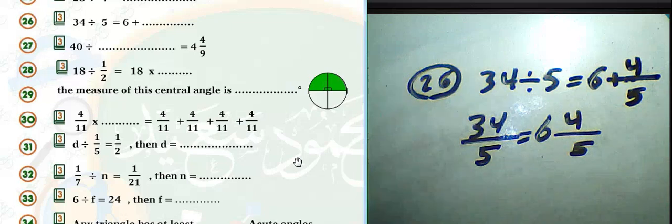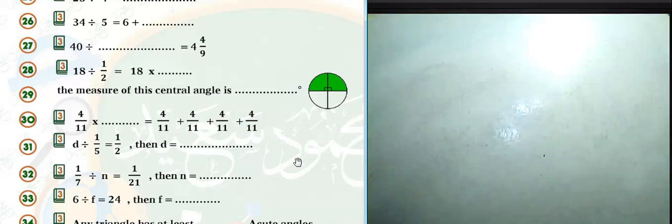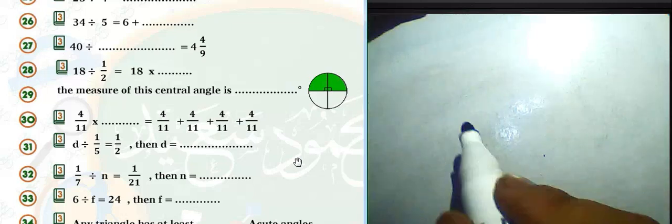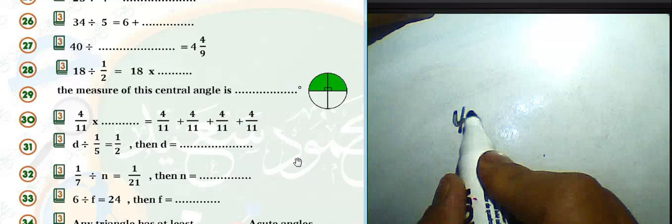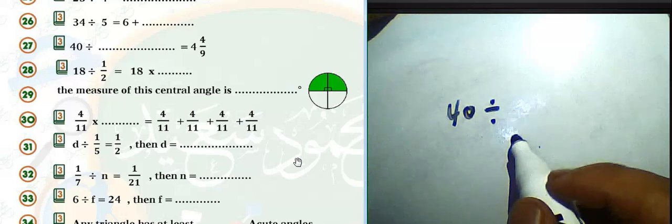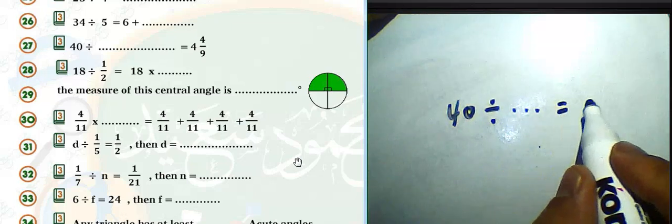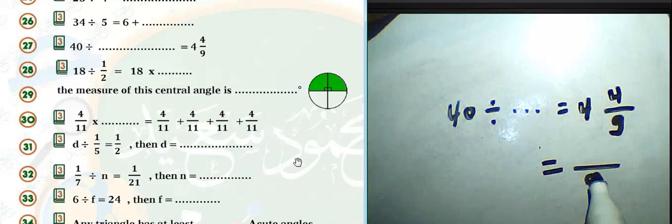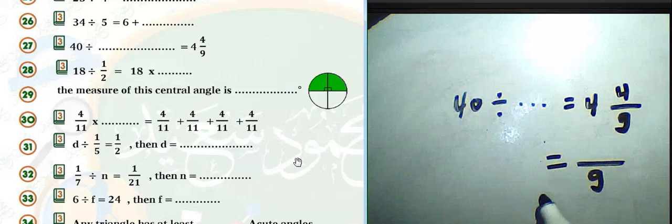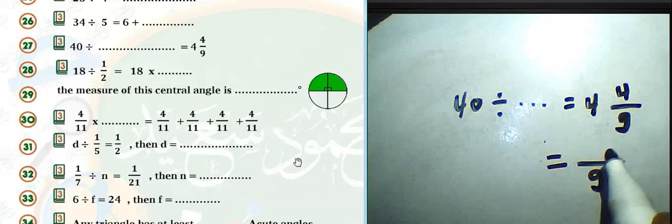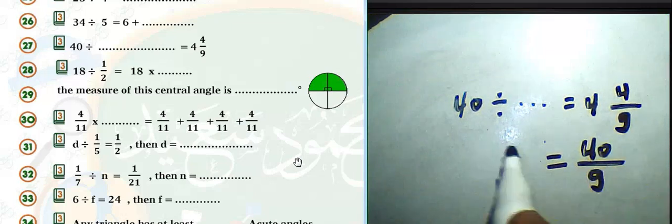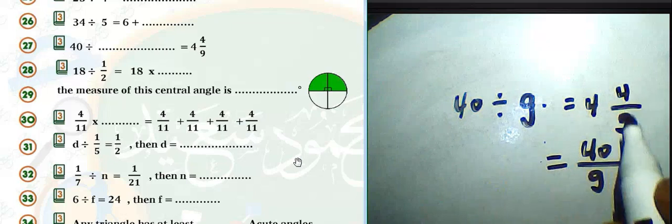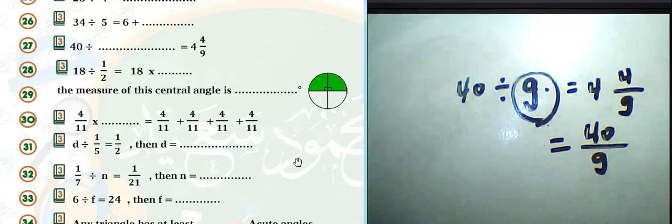27. 40 divided by space equal 4 and 4 over 9. You can convert this number from mixed number to improper. 4 times 9 equal 36. 36 plus 4 equal 40. So 40 divided by 9 equal 4 and 4 over 9. Write 4 in the space.